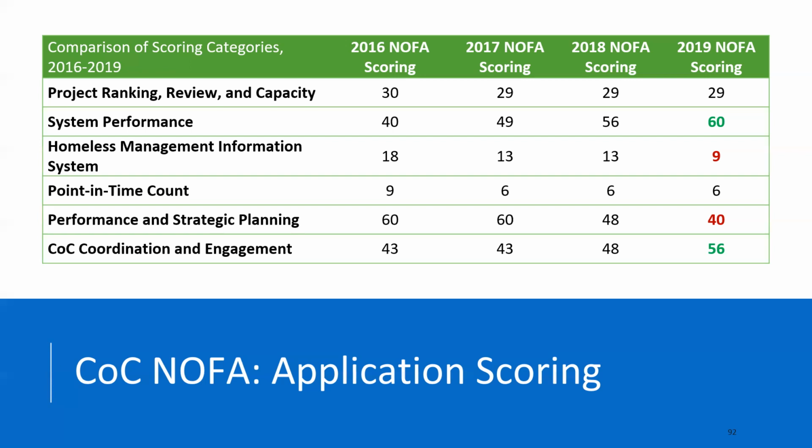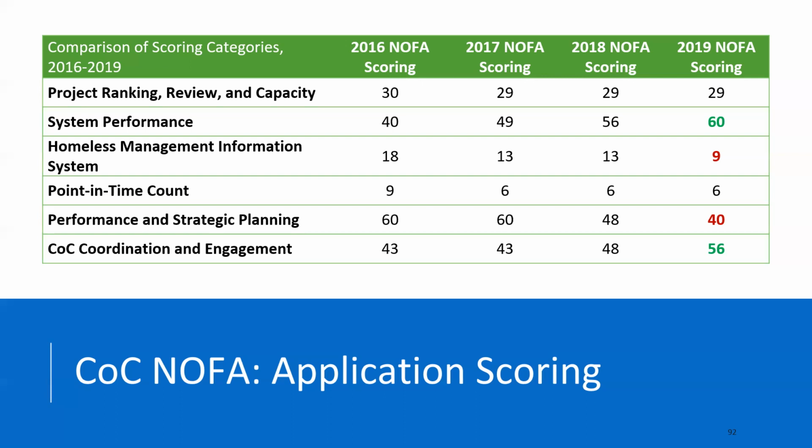So what that means is that the CoC's data, the system performance measures, which we just talked about, is really driving a good chunk of the points that CoCs receive for the NOFA scoring. Another one that has increased significantly is CoC coordination and engagement. So how the CoC is working with other mainstream partners to address homelessness. And you'll see a couple of the areas have gone down.